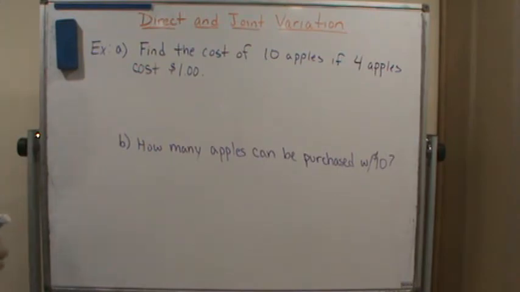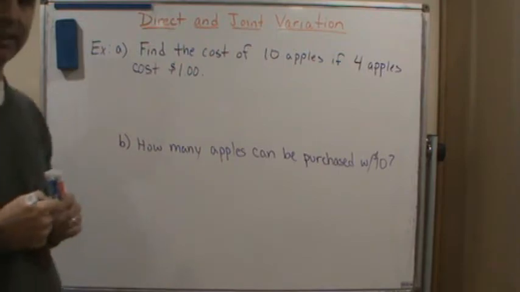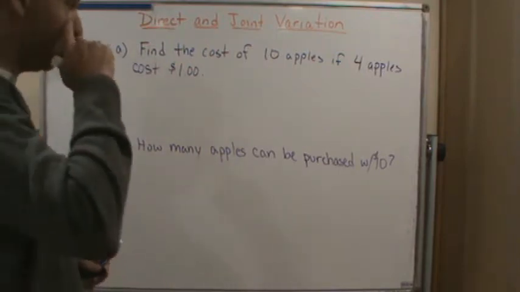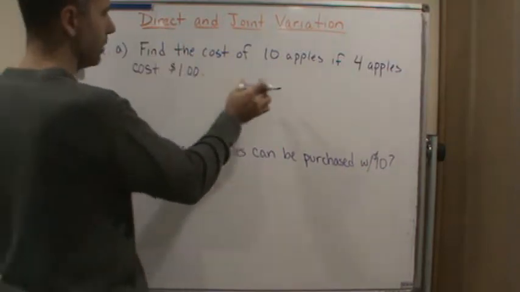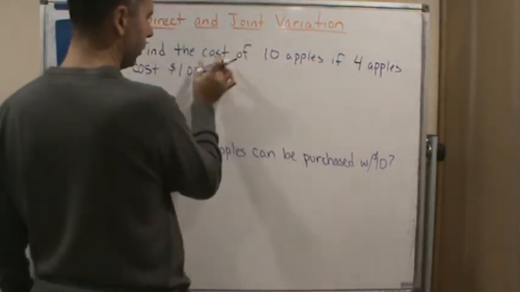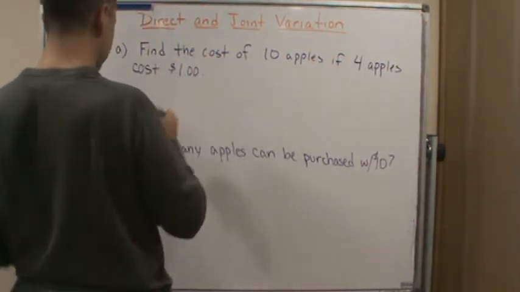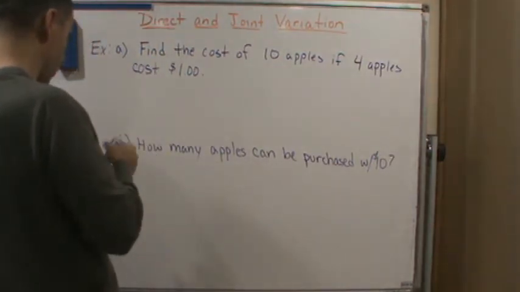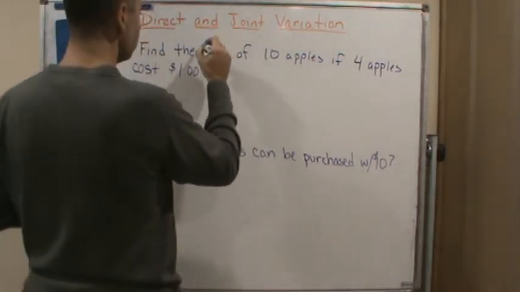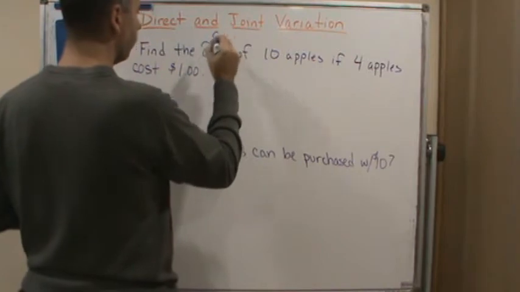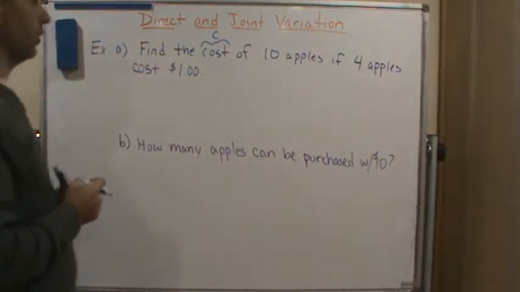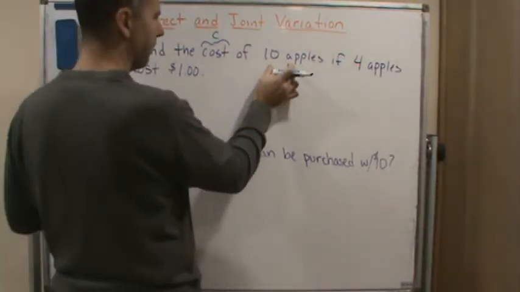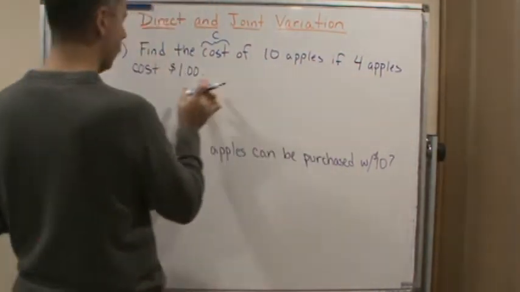So we've got to come up with two related data points, two pairs of data points that are related. It says find the cost of 10 apples, so we're looking for the cost. We don't know what the cost is, so let's call that C. And it says we want to find the cost of 10 apples if 4 apples cost $1.